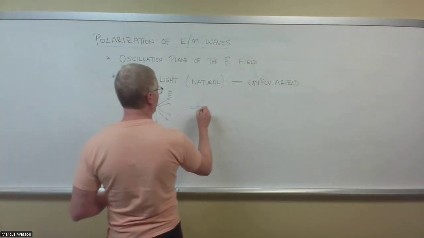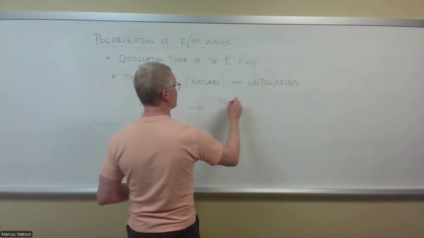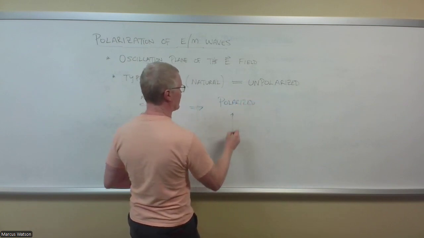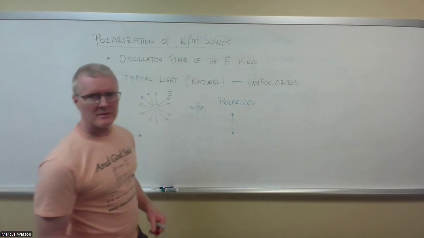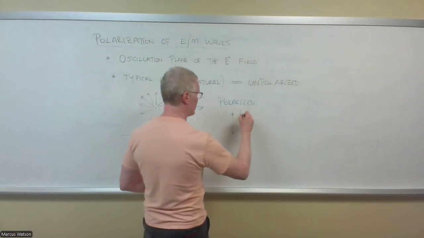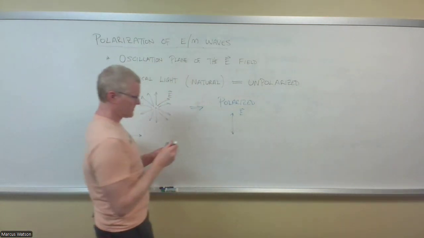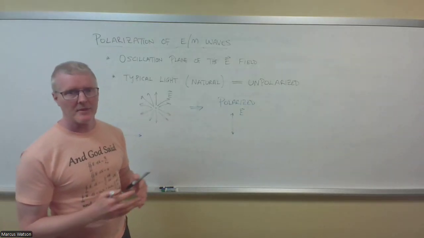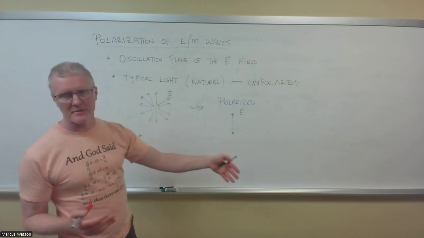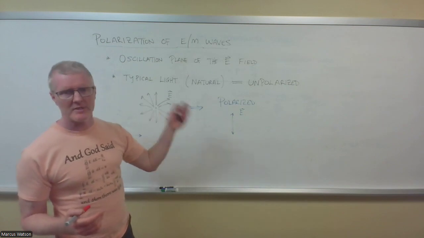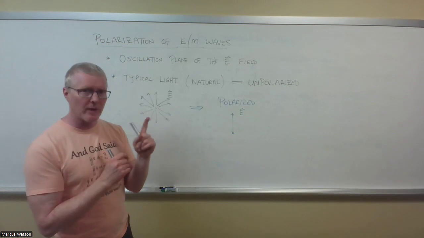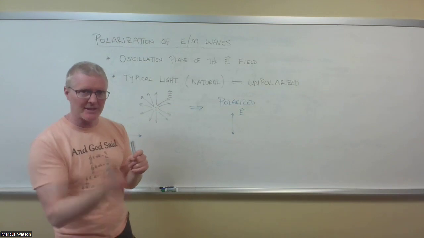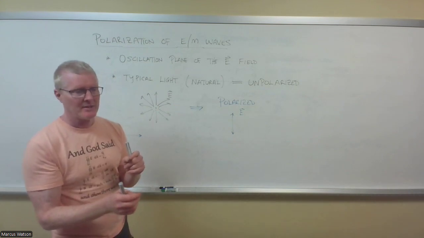Contrast that with polarized light over here. We would say something like this for polarized light. That would be its E field. And we'd say, there it is. It doesn't have to be vertical, it could be horizontal, could be 45 degrees, could be whatever. But the point is that there's one direction, one plane in which the electric field oscillates.